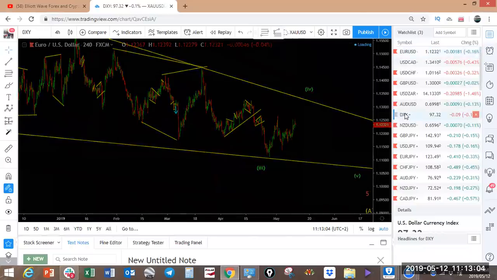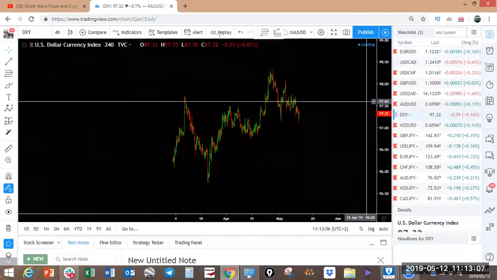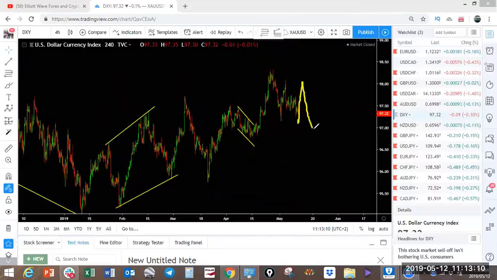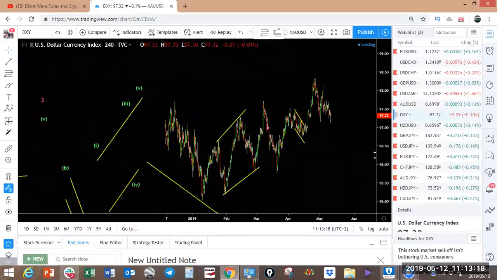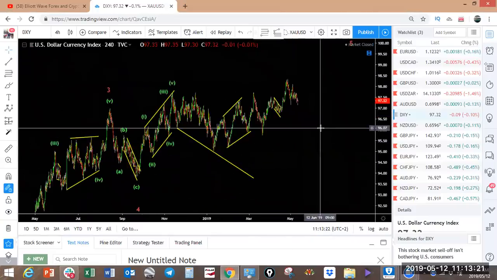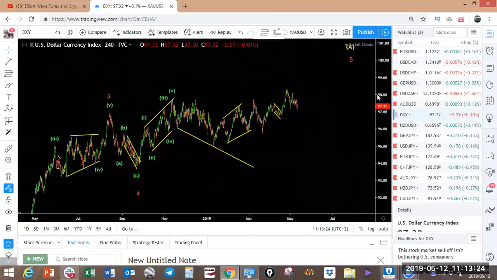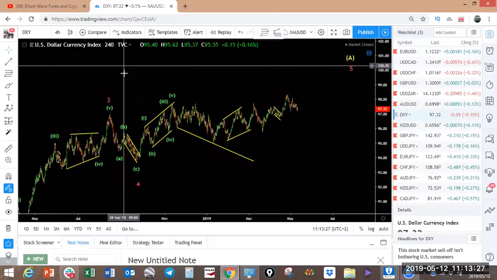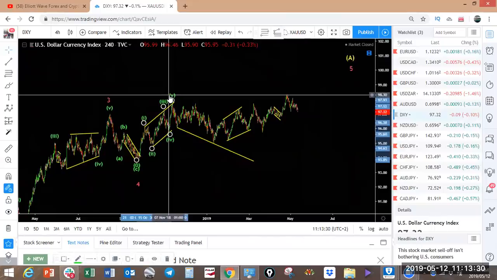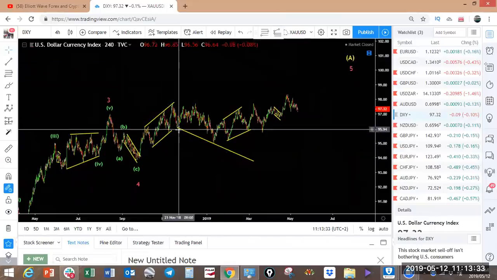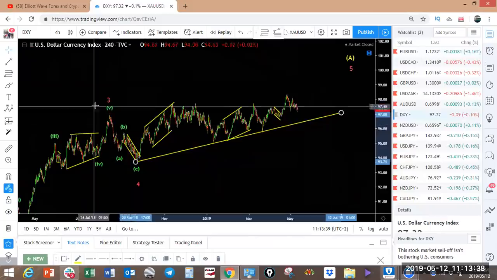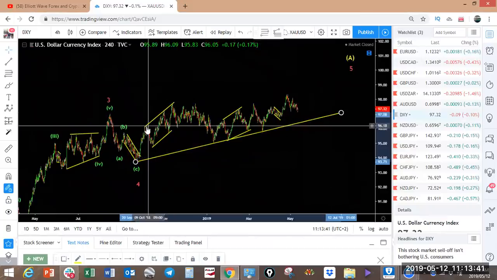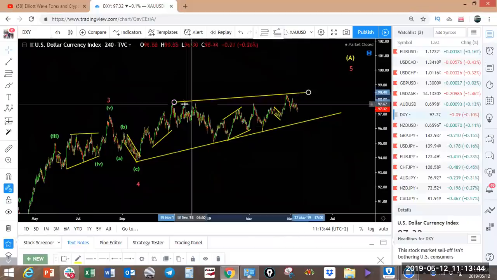The DXY is just the opposite. It would also do that, making this a wave 4, 5, and then a move lower. Okay, let's show that ending diagonal on the DXY as well. So we are busy with this structure. Let's take this off here. Let me adjust this. This is what you're looking at on the DXY. You're looking for this diagonal.